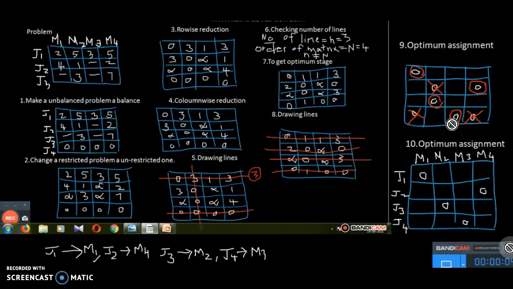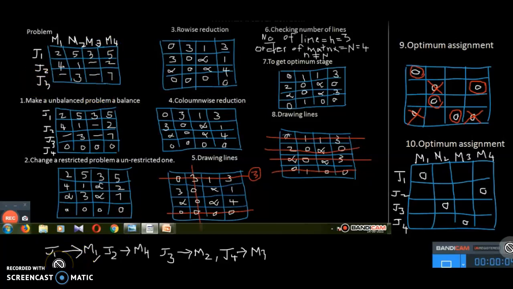Optimum assignment, we say. So this definitely will give us the optimum assignment of the jobs to the machines. So the fourth job is a dummy job we have given with zero assignment cost, therefore that will not affect us. So the first job should be given to the first machine, the second job should be given to the last machine, and the third job should be given to the second machine, and the dummy job should be given to the third machine. So here the third machine will not take any job. That is what we have to understand.